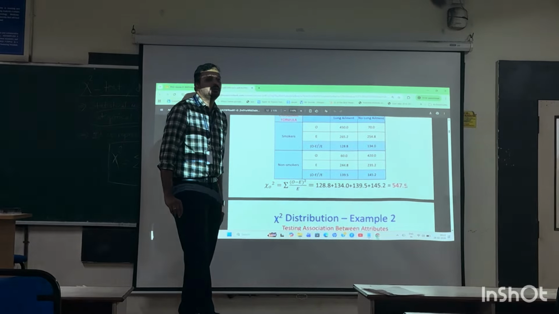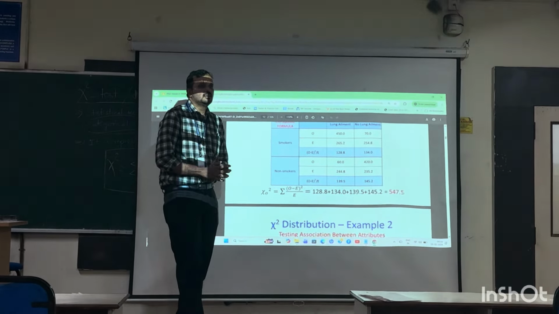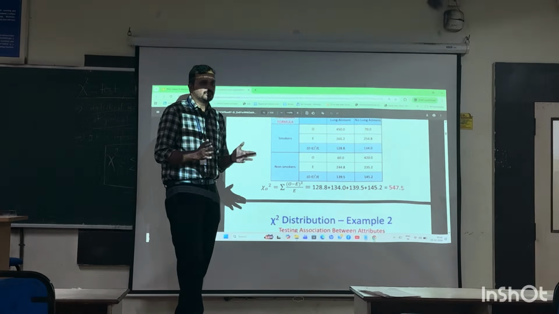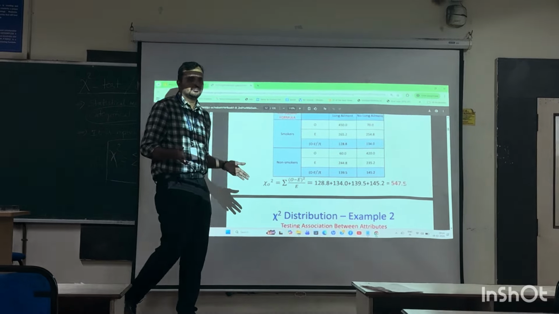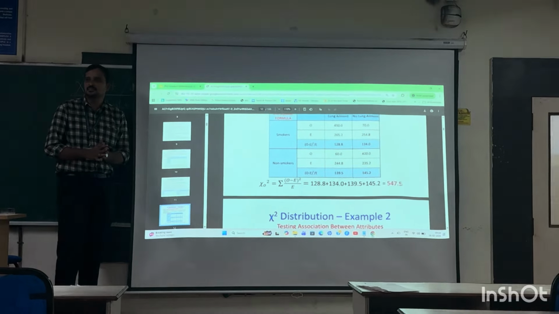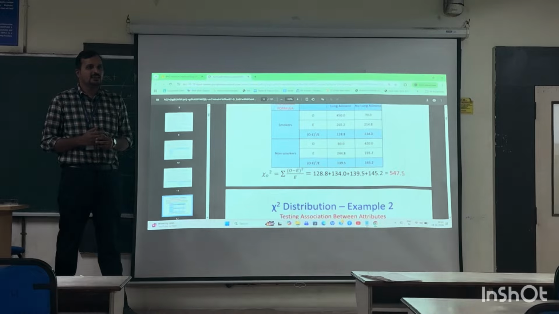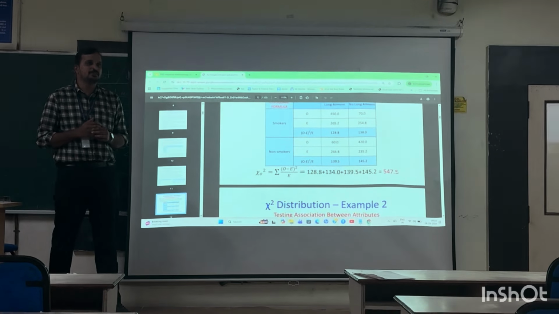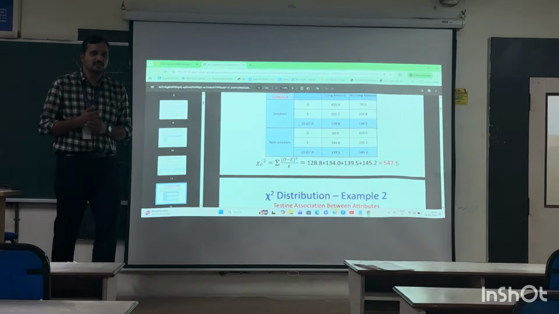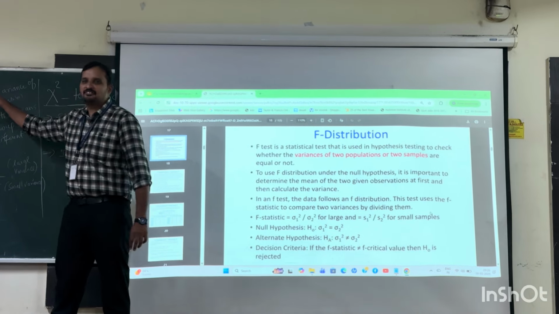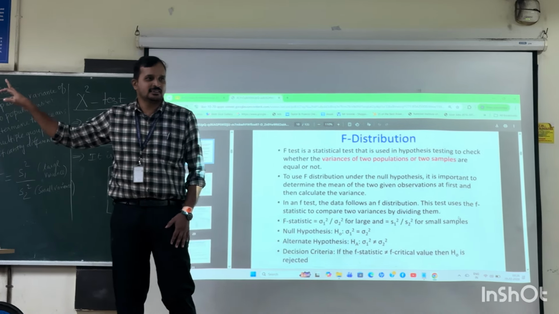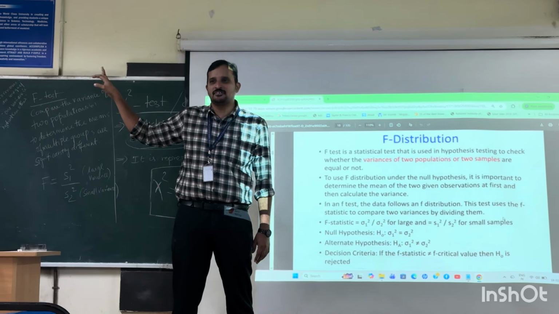So here you are going to fix the hypothesis: possible or not possible. So this is the chi-square test used in the statistical formula in the research methodology. Okay? Next chapter is the F test.